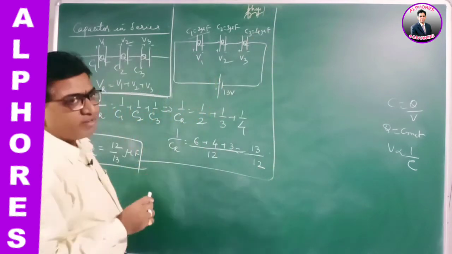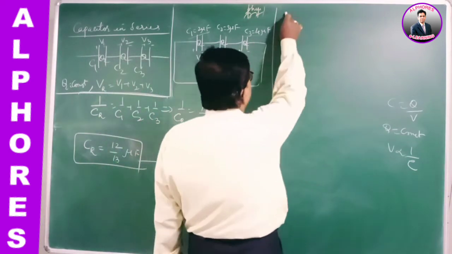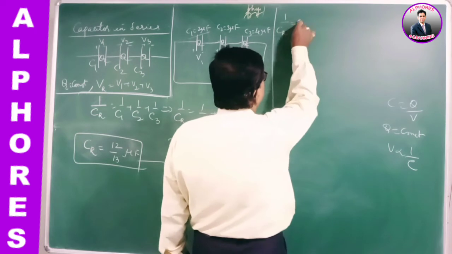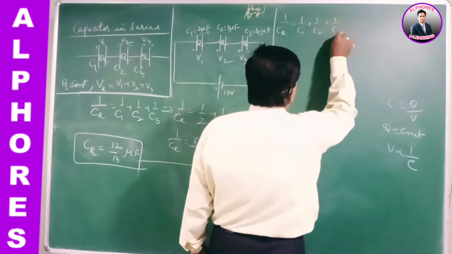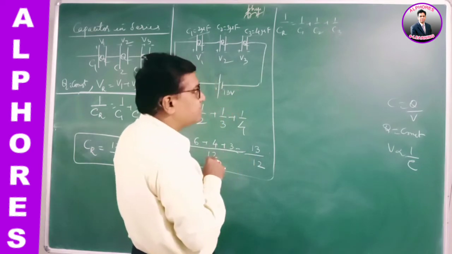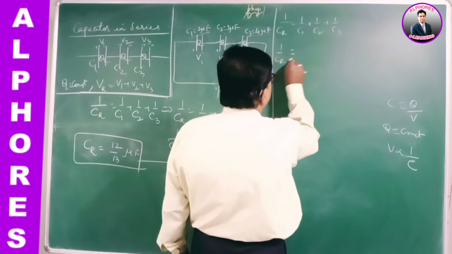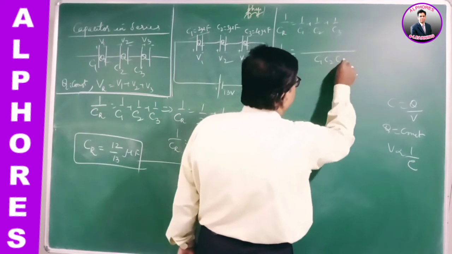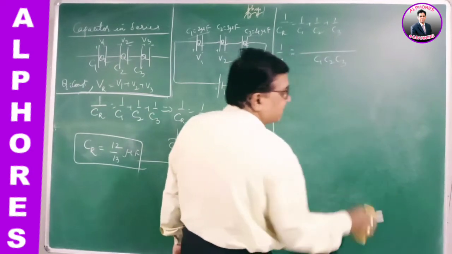You can also do this by another method. Generally, you can find the resultant capacity when three capacitors are connected in series: 1 by CR is equal to 1 by C1 plus 1 by C2 plus 1 by C3. If I take the LCM, the LCM of all three is C1, C2 and C3.